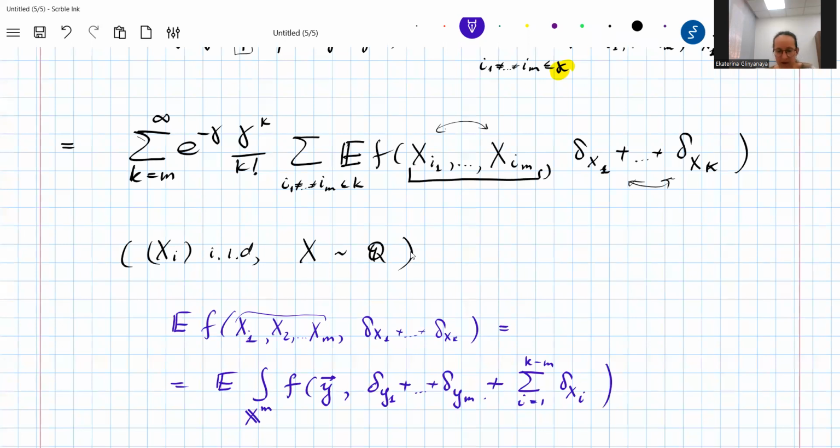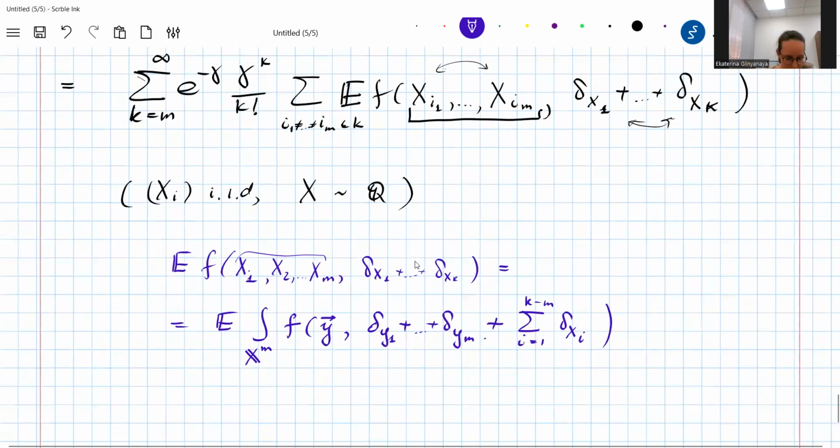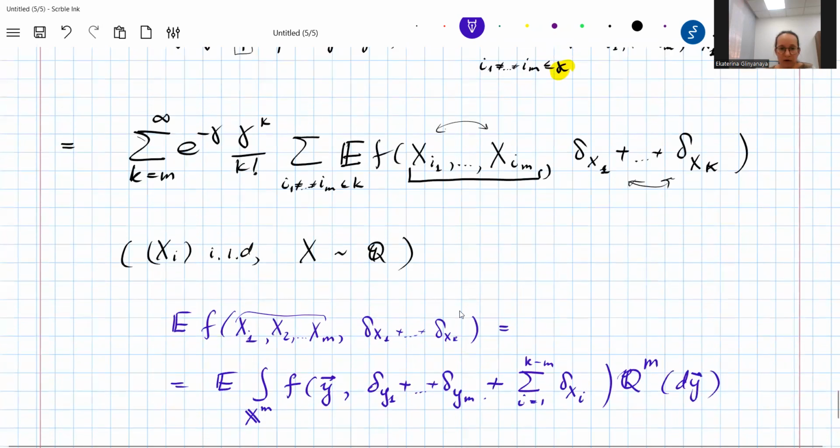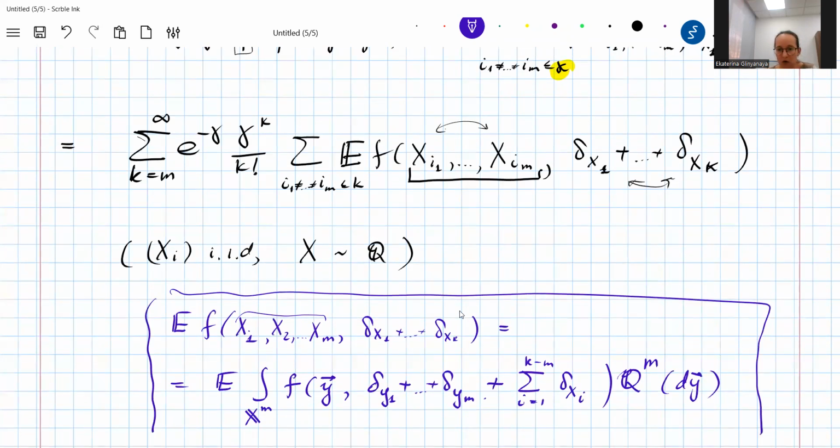Since they all have the same distribution, it doesn't matter what index I put here for the expectation. So I integrate over the first independent random variables, so I use just the product of their distributions, dy. So this we have for one summand, and they are all equal.